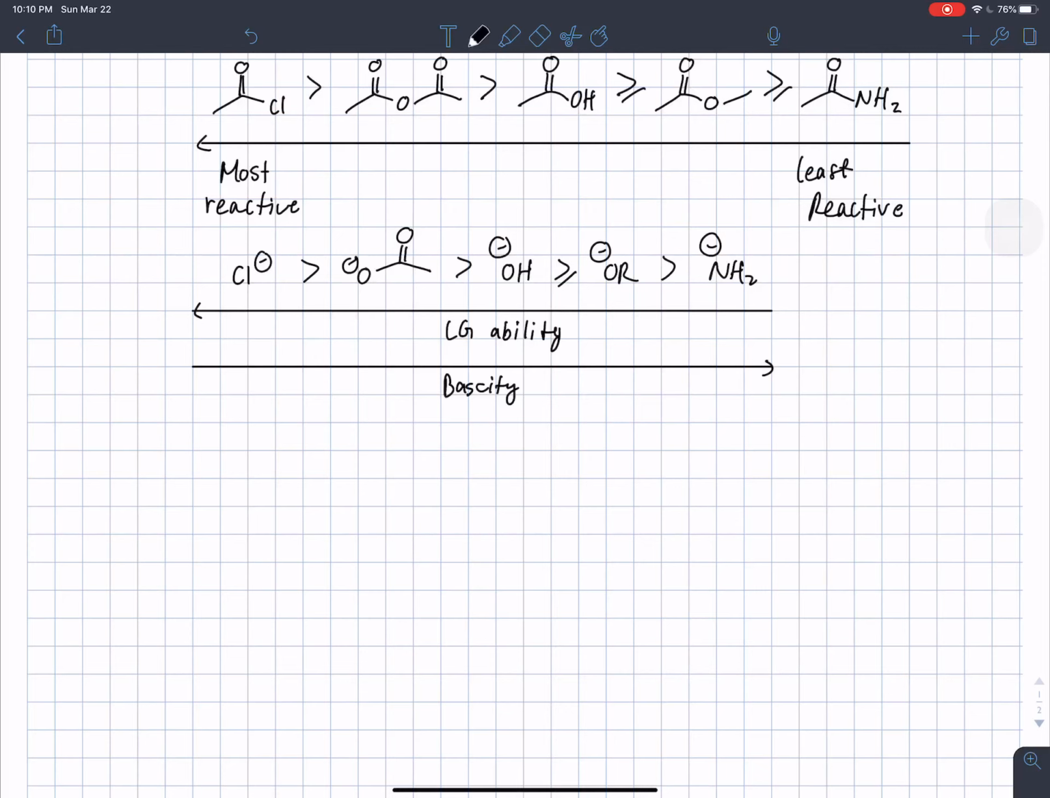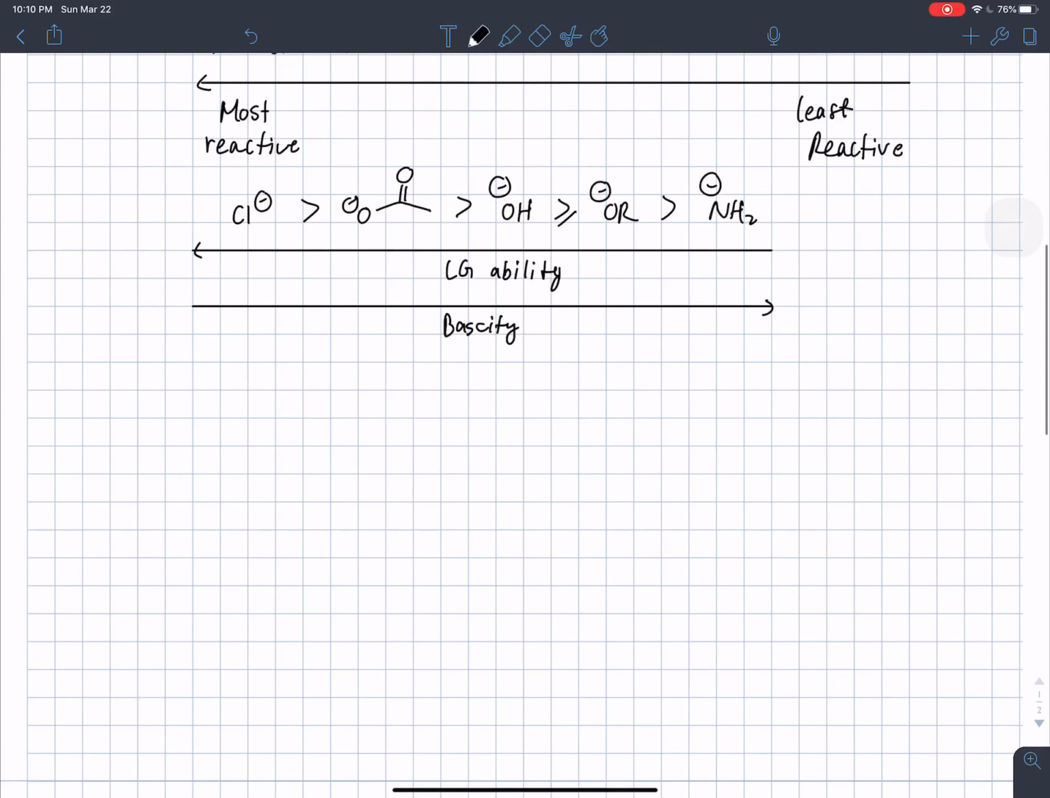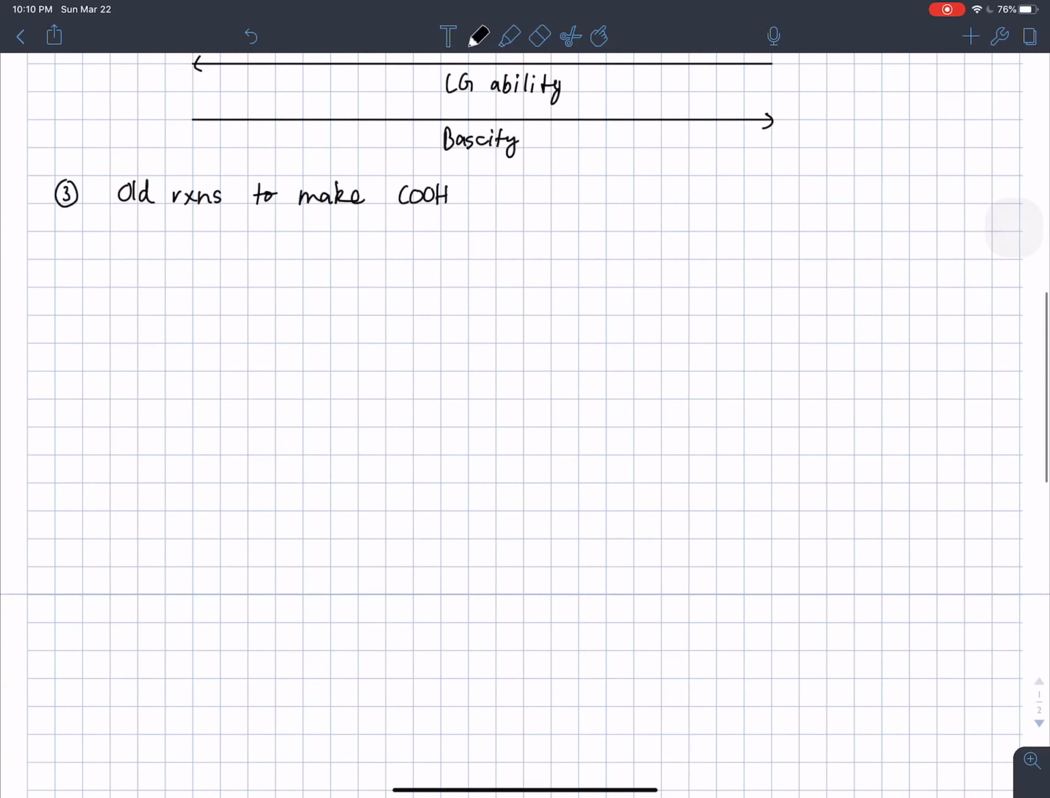Okay, so I guess we're ready to dive into reactions. So starting off, we're going to look at some old reactions. Quick review for old reactions to make COOH. So some of the old reactions, if you remember, are something like this.